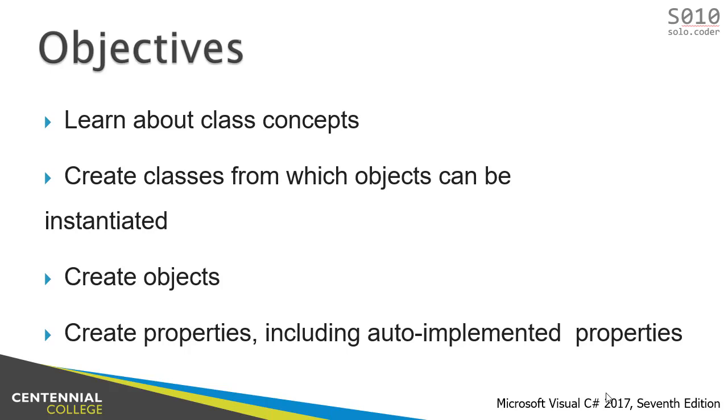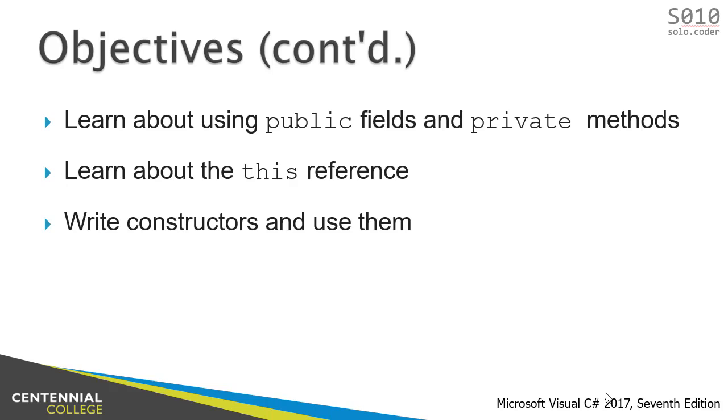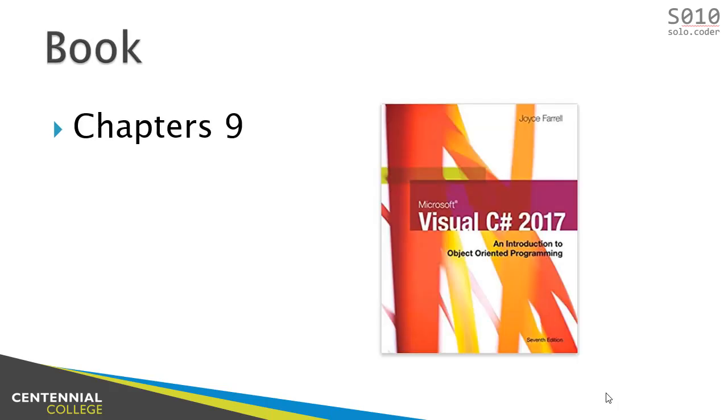Great. So today the idea is we're going to figure out how we can create classes, how we can create objects from those classes, and how we can initialize them. We're going to maybe talk about properties if we have time, but let's see. We're going to talk about public classes, internal classes, maybe private classes as well. This topic is covered in chapter 9 of the book.